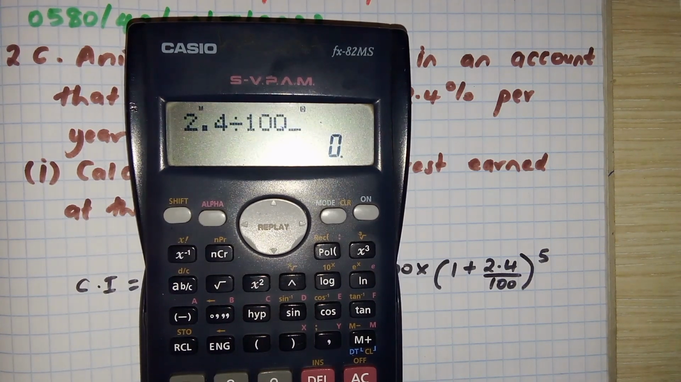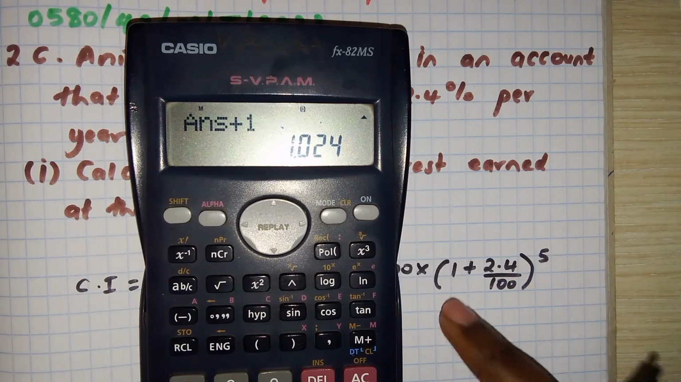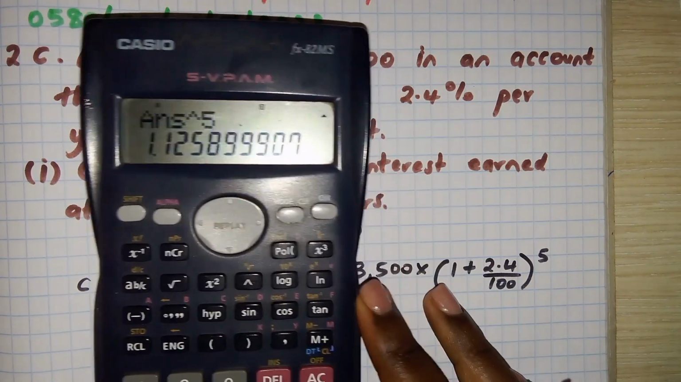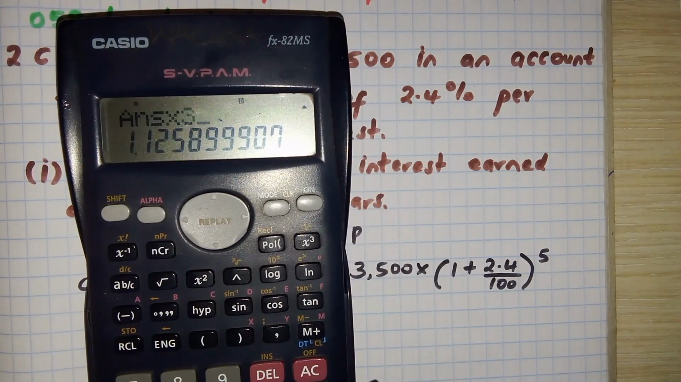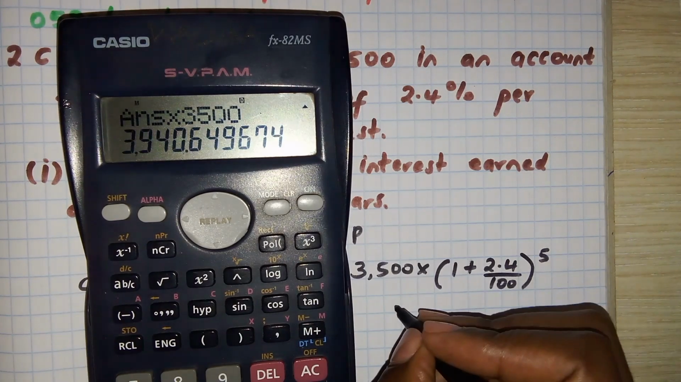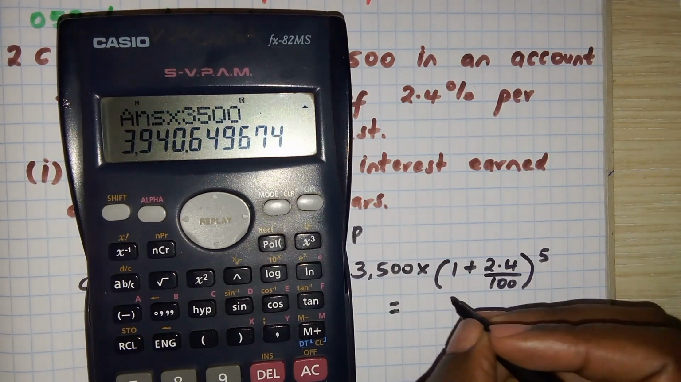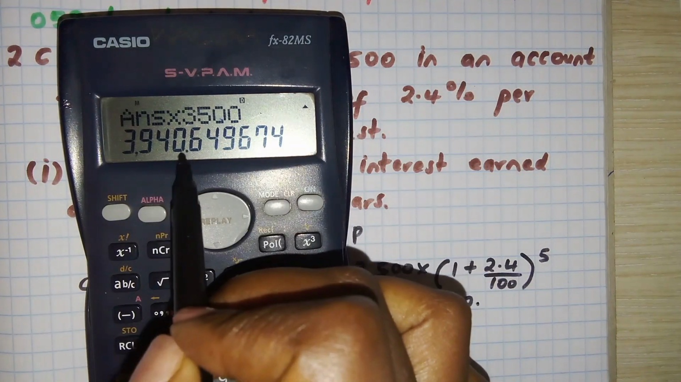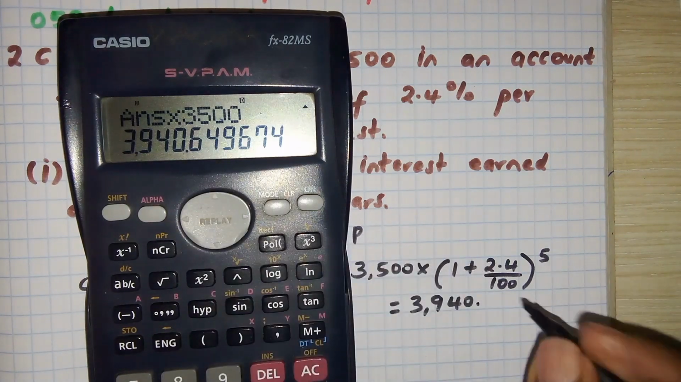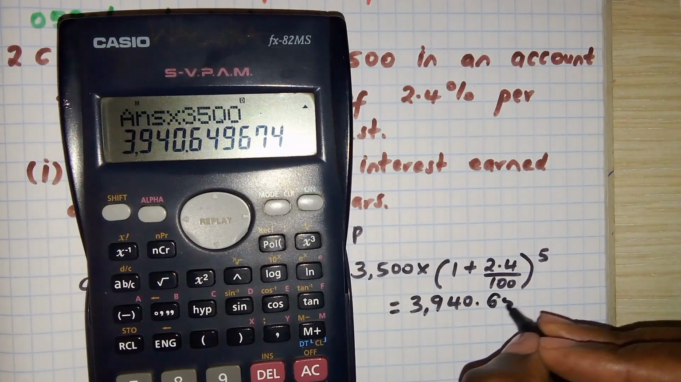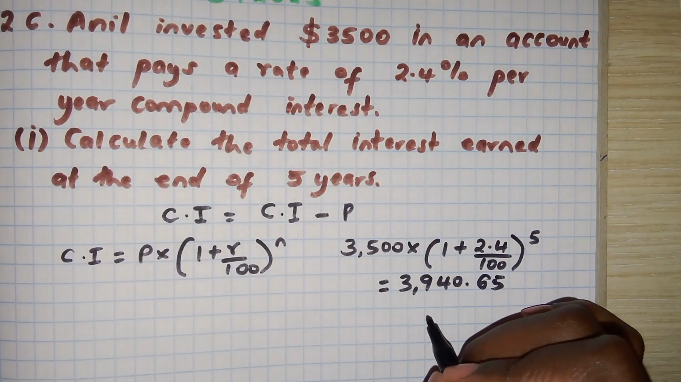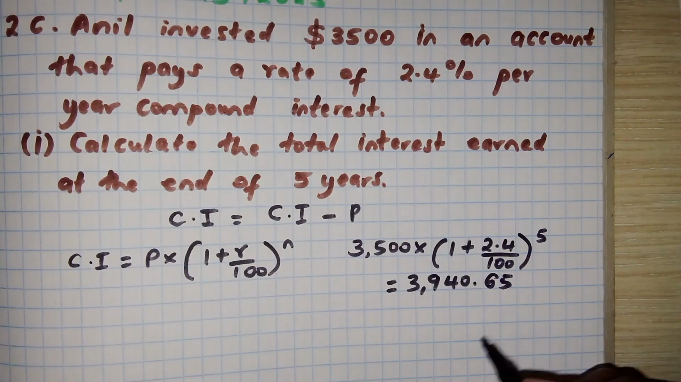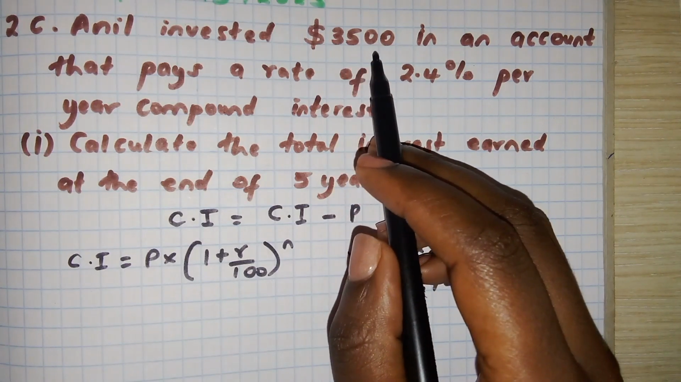So you take your calculator, we'll start from here. 2.4 divided by 100 plus 1, and then the answer power 5. Then you go ahead and multiply by 3,500. Here we're getting 3,940, and because it's money, you just round it to 2 decimal places. So the total amount of money after the 5 years will be 3,940.65. This amount is inclusive of the initial principal invested.